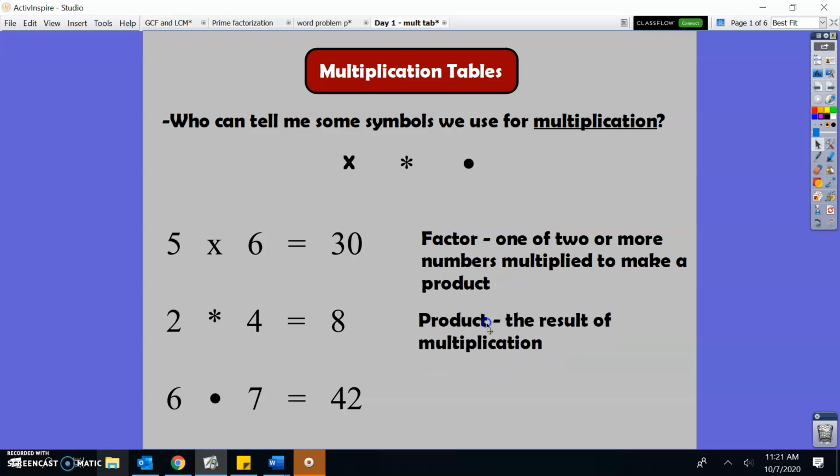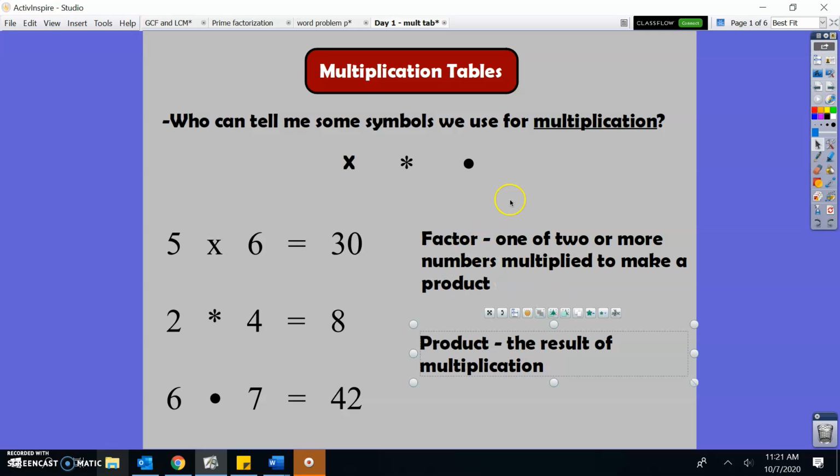Let's talk first about factor. A factor is one of two or more numbers multiplied to make a product. So the factors of 30 in this problem would be 6 and 5. 6 and 5 are both factors of 30 because 6 times 5 equals 30.